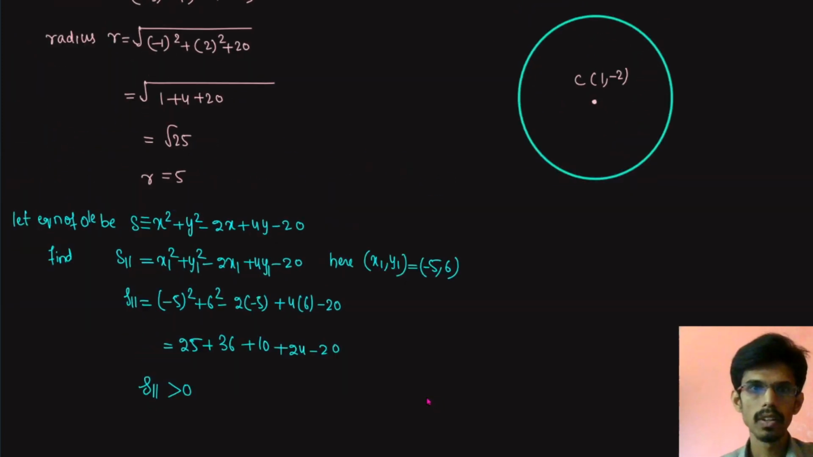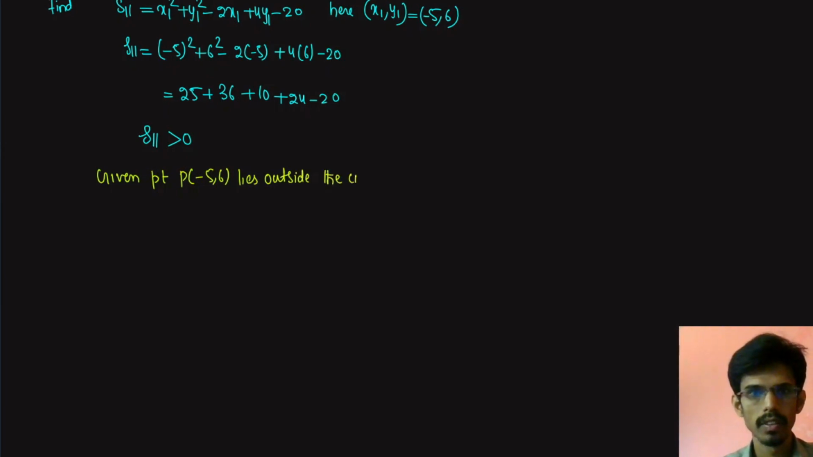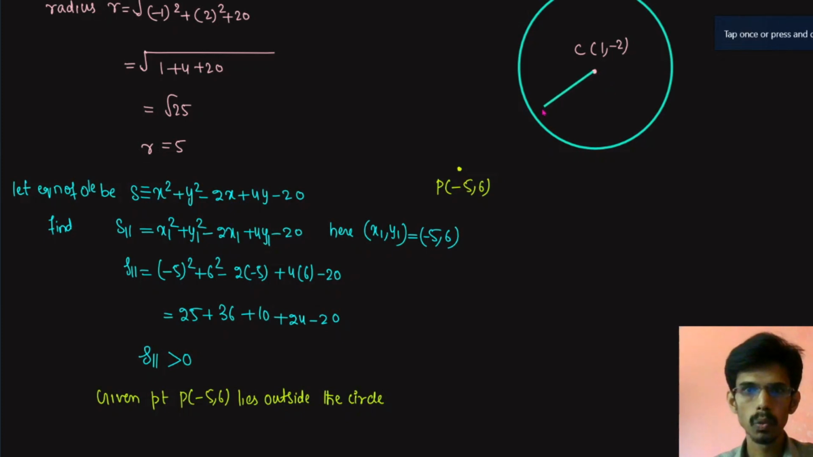Now I can say that the given point P (minus 5, 6) lies outside the circle. Okay, let me mark this point here. P (minus 5, 6), this is outside the circle. Now let me draw a line joining the center to this point.